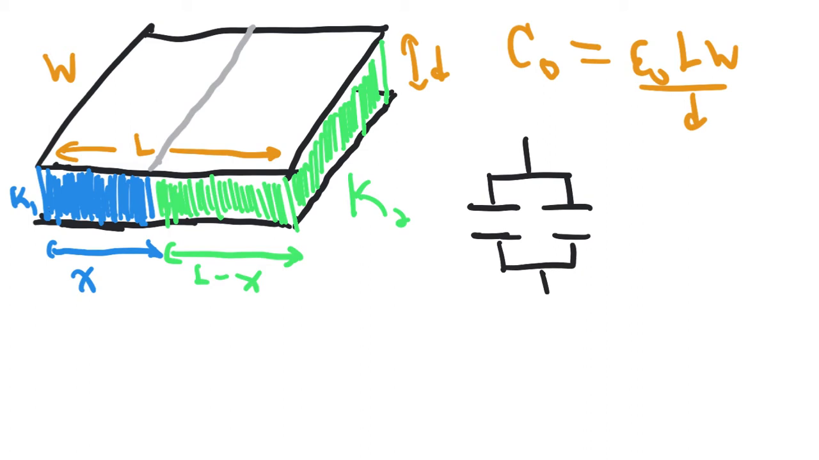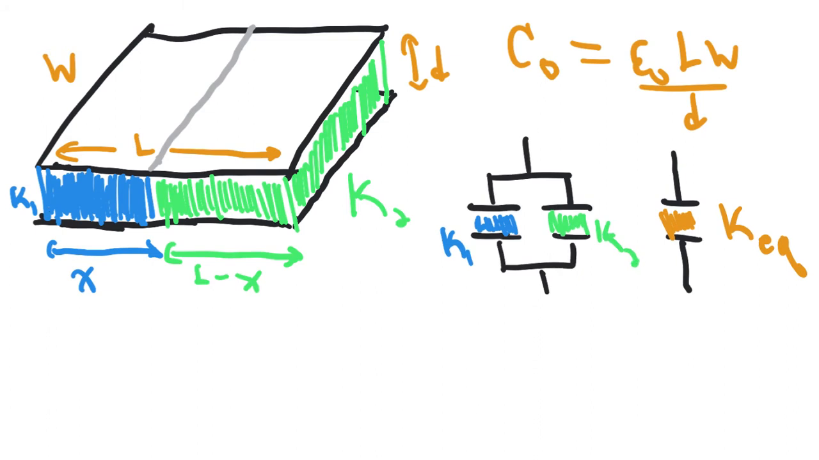But one of them filled entirely with kappa 1, and the other filled entirely with kappa 2, like that. And we'd like to say, is there some equivalent capacitance that would be just filled with some third dielectric, which I'm going to call kappa equivalent. So as a reminder, we have kappa 1 and kappa 2 here. So the question is, can we find that equivalent capacitance? And the answer, of course, will be yes, or we wouldn't be doing this exercise.